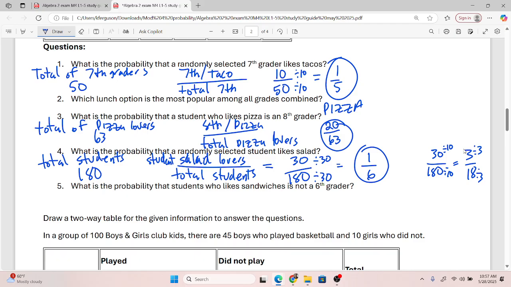But what I told you about mathematicians, we only want to do division one time. We don't want to keep doing it. So we look for the greatest common factor, the biggest number that can be divided in there.